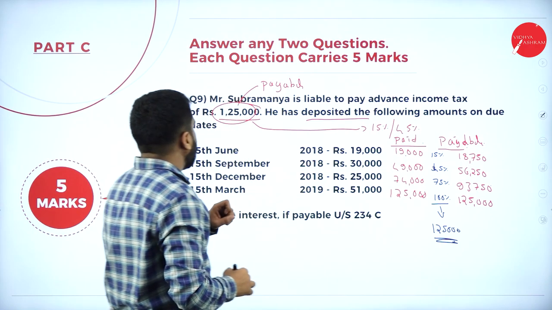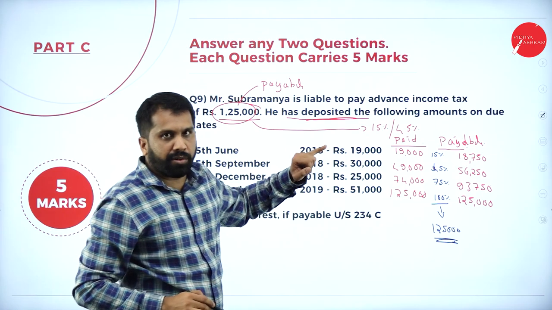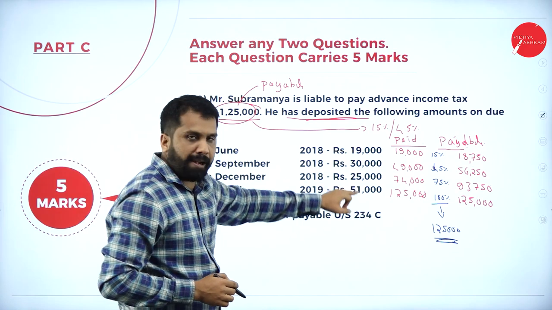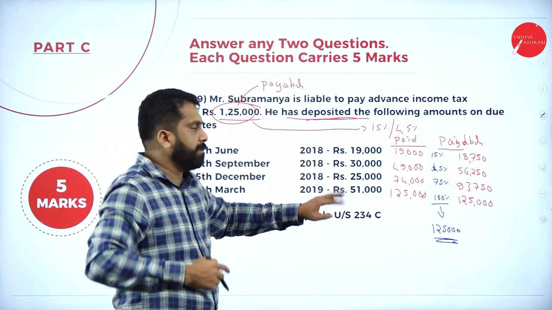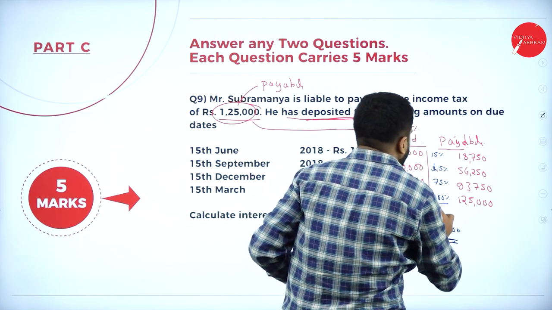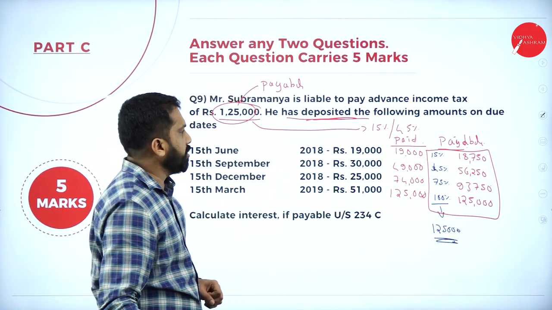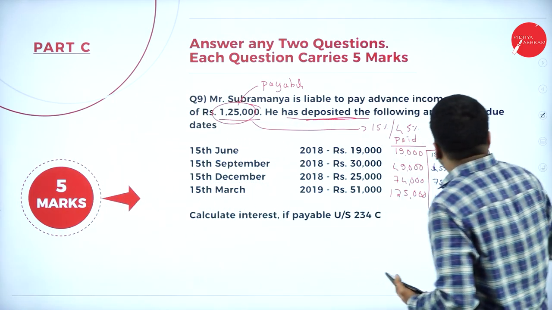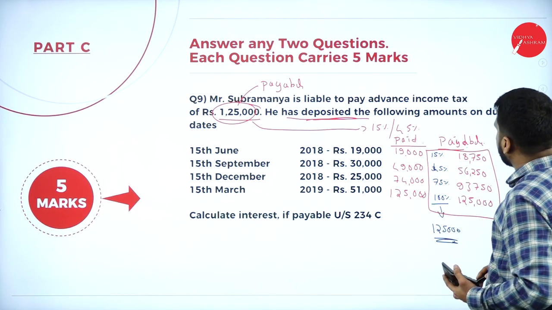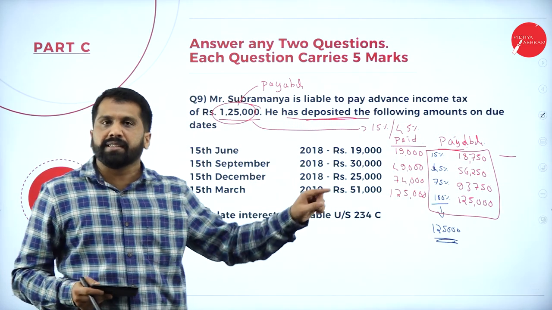Whatever information they have given, they have mentioned that he has deposited. I did not notice that. See, he has deposited the following, which means these are already paid. What is payable? Whatever percentage you calculate now, that is called payable. What is the difference? I'll show you the difference. So, payable is this one. Paid is more, so not required. Whenever you paid less, then the advance tax interest will come.